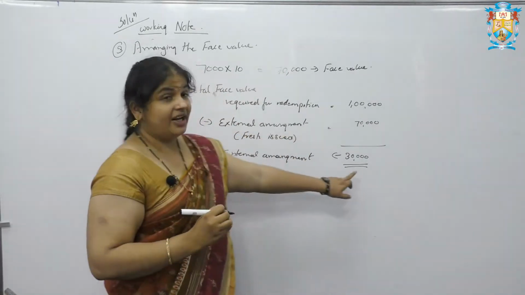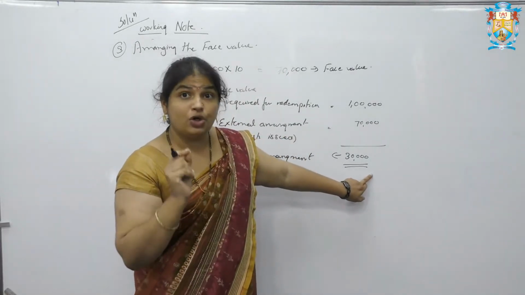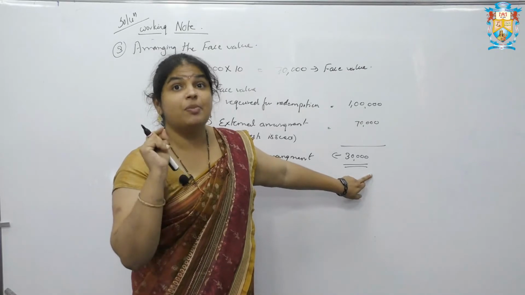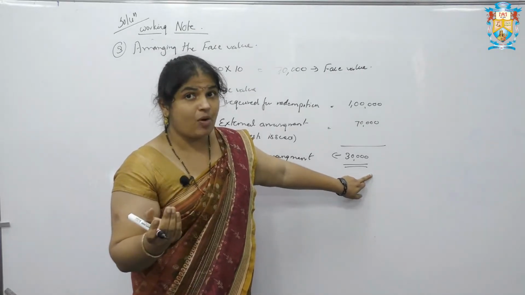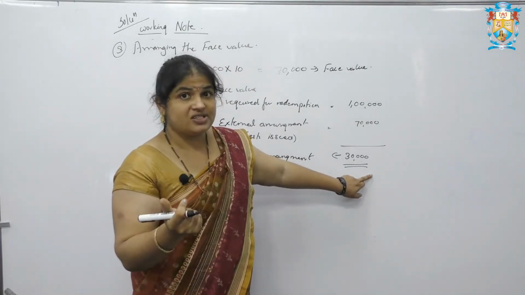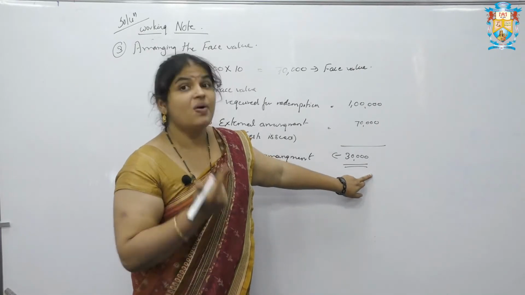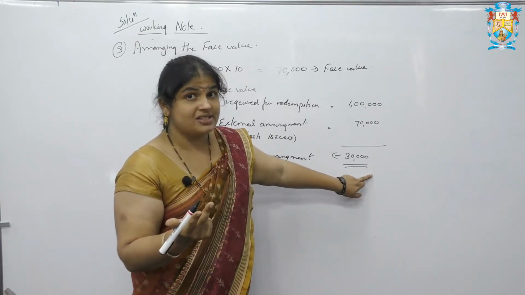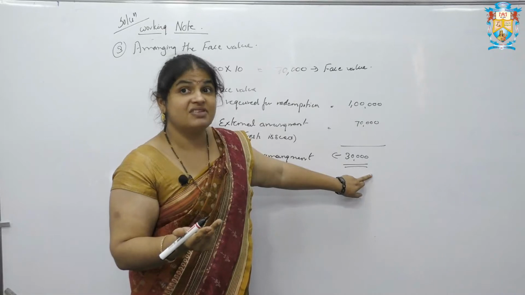So internal arrangement is nothing but I am going to withdraw the money from my divisible profit. So which are the divisible profit accounts? One is profit and loss account. The other one is general reserve. The other one is dividend equalization fund. So these are all called divisible profit.